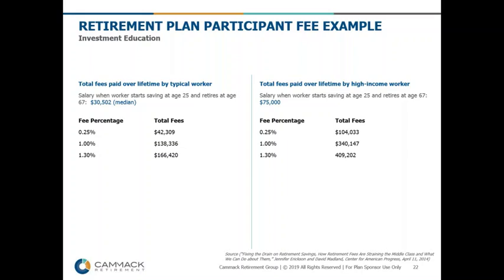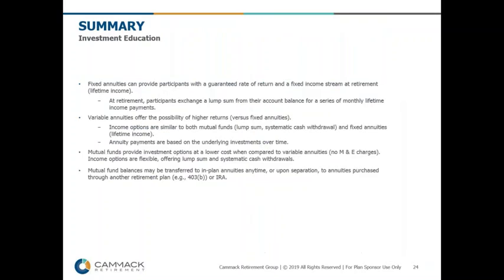We've been talking about a 1% added fee in these annuities. So if you could eliminate that 1% fee, that low-paid worker would have $138,336 more over their career by not paying that annuity fee. And then on the right-hand side, you could see that that's $340,147 if you could save that 1% fee over time.